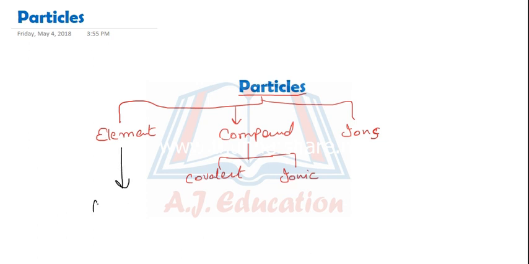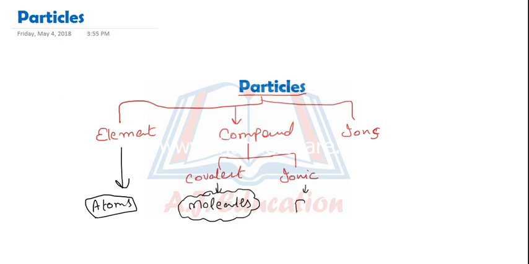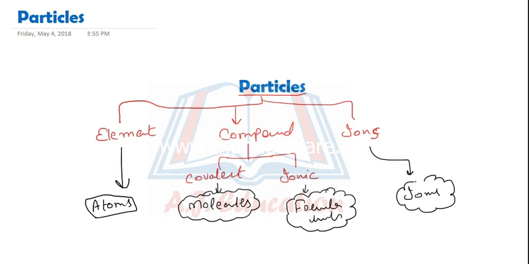The element contains atoms, which are the particles of an element. The covalent compound is made up of molecules, and these are the particles of a covalent compound. The ionic compound is made up of formula units, and therefore these are the particles of an ionic compound. The ions are made up of ions, and these are the particles of ions.